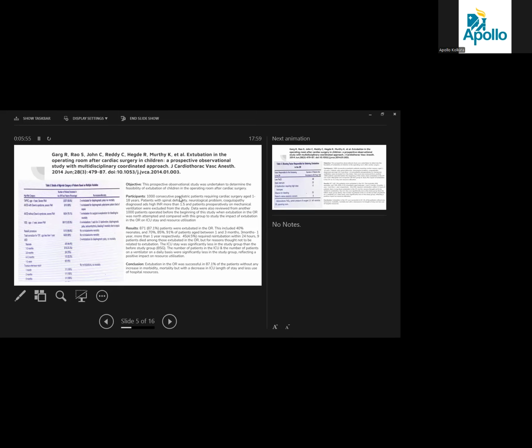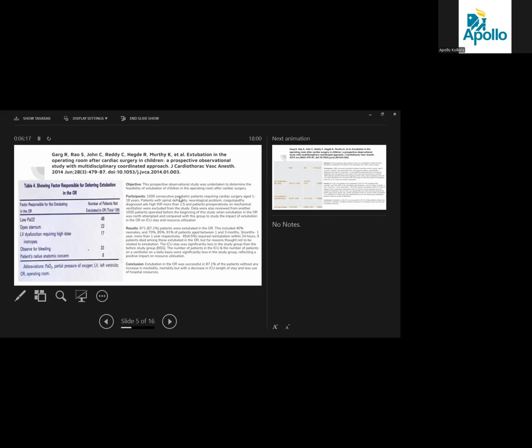Again, the results were that 87% of the patients could be extubated in the OR, which included neonates and children less than 1 year. So again, they concluded that extubation in the OR was successful, and it doesn't increase the morbidity or mortality, but decreases the ICU length of stay and hospital resource utilization.